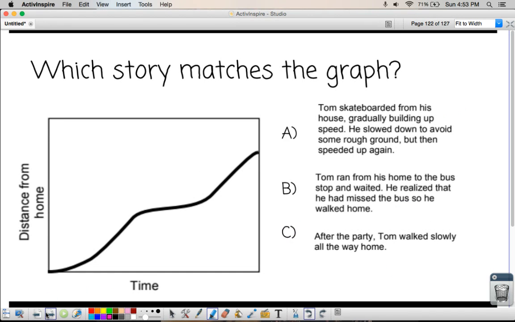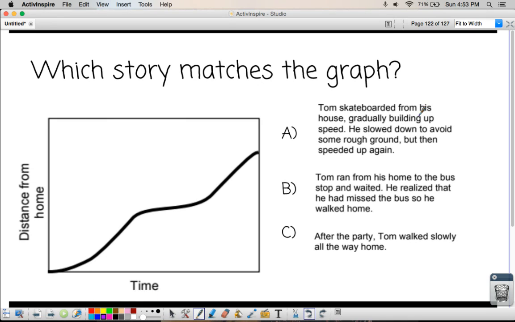A. Tom skateboarded from his house, gradually building up speed. He slowed down to avoid some rough ground, then sped up again. B. Tom ran from his home to the bus stop and waited. He realized that he had missed the bus, so he walked home. C. After the party, Tom walked slowly all the way home.